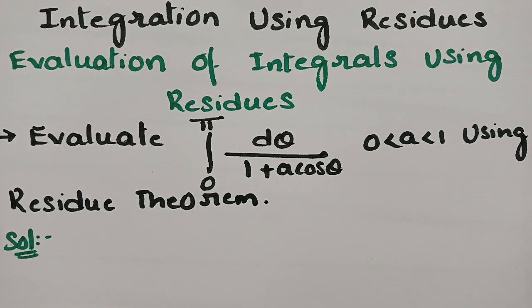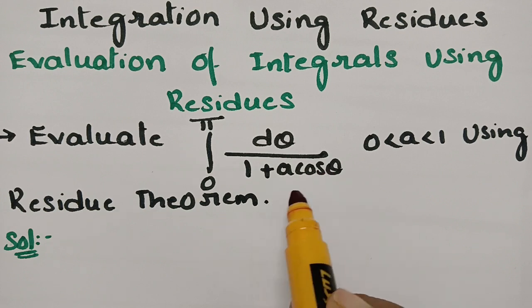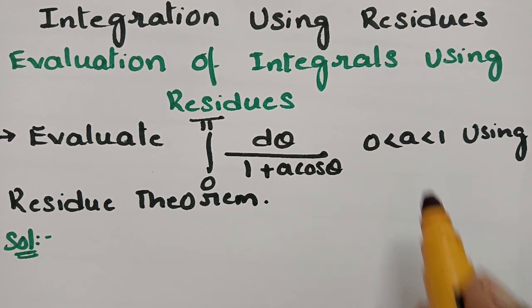Today's video is on integration using residues. In today's video, we are going to evaluate the integral using residues. Now, in this video, we are going to evaluate the integral from 0 to pi of d theta by 1 plus a cos theta, where a lies between 0 and 1, using the residue theorem.